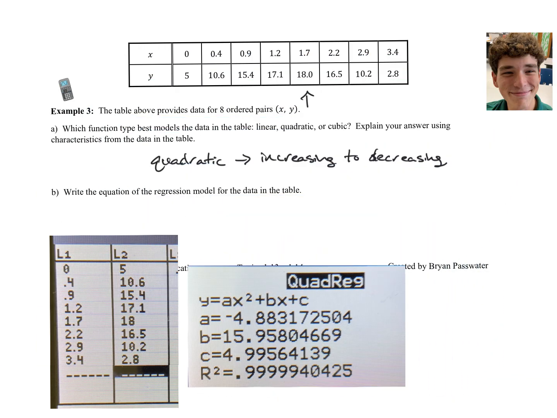Now we're going to write our equation of our regression model. So now we end up with y equals a x squared, where a is negative 4.8832 x squared, plus 15.9580 x, plus 4.9956. And so there is our equation of our regression model that represents that data.